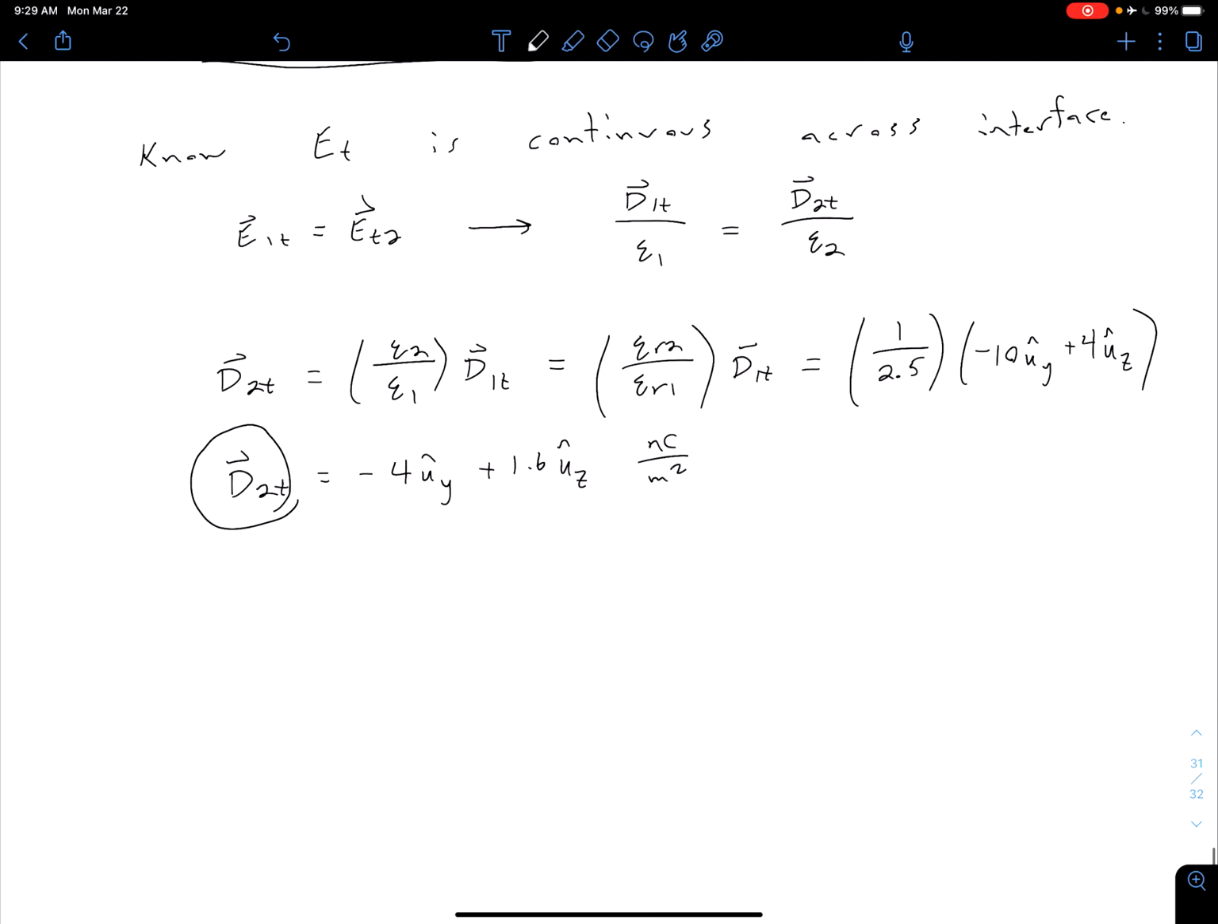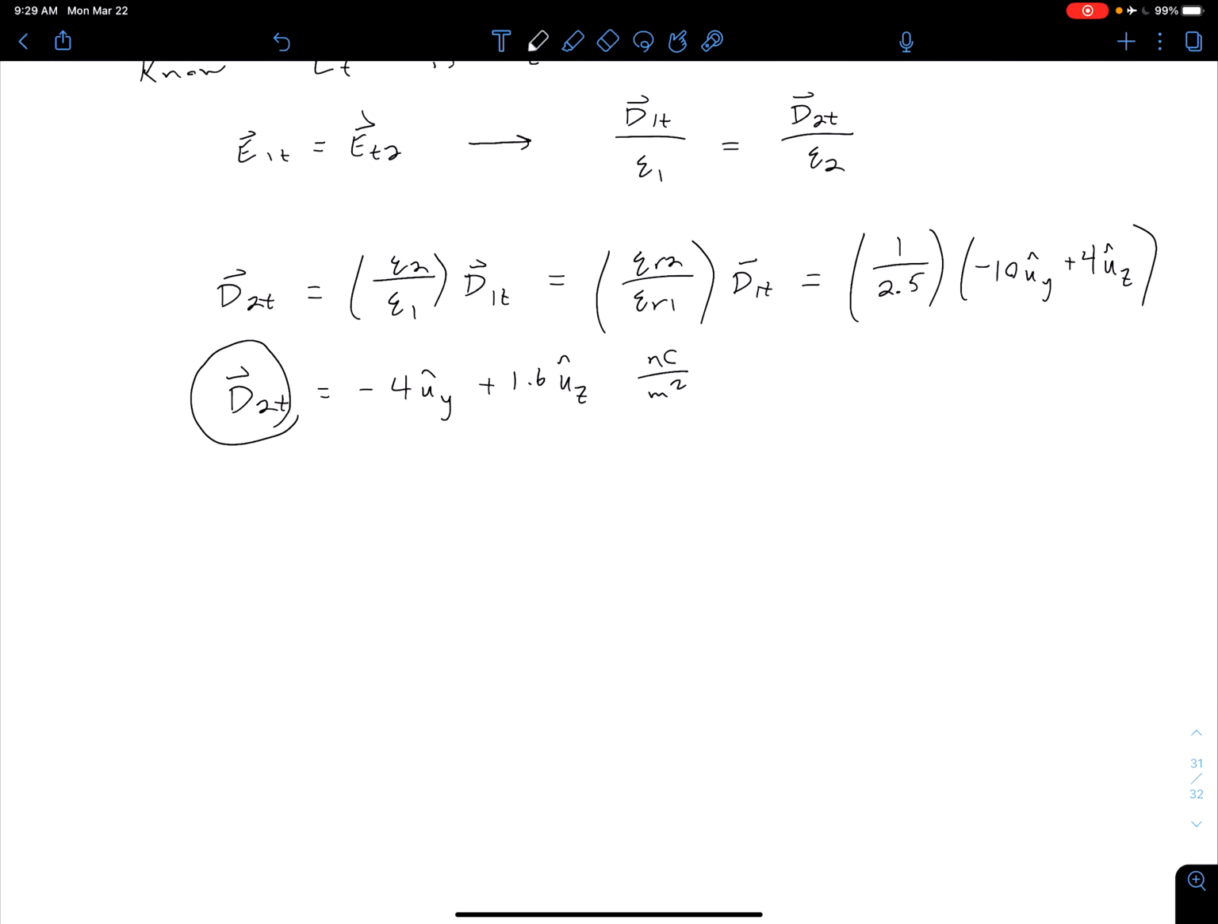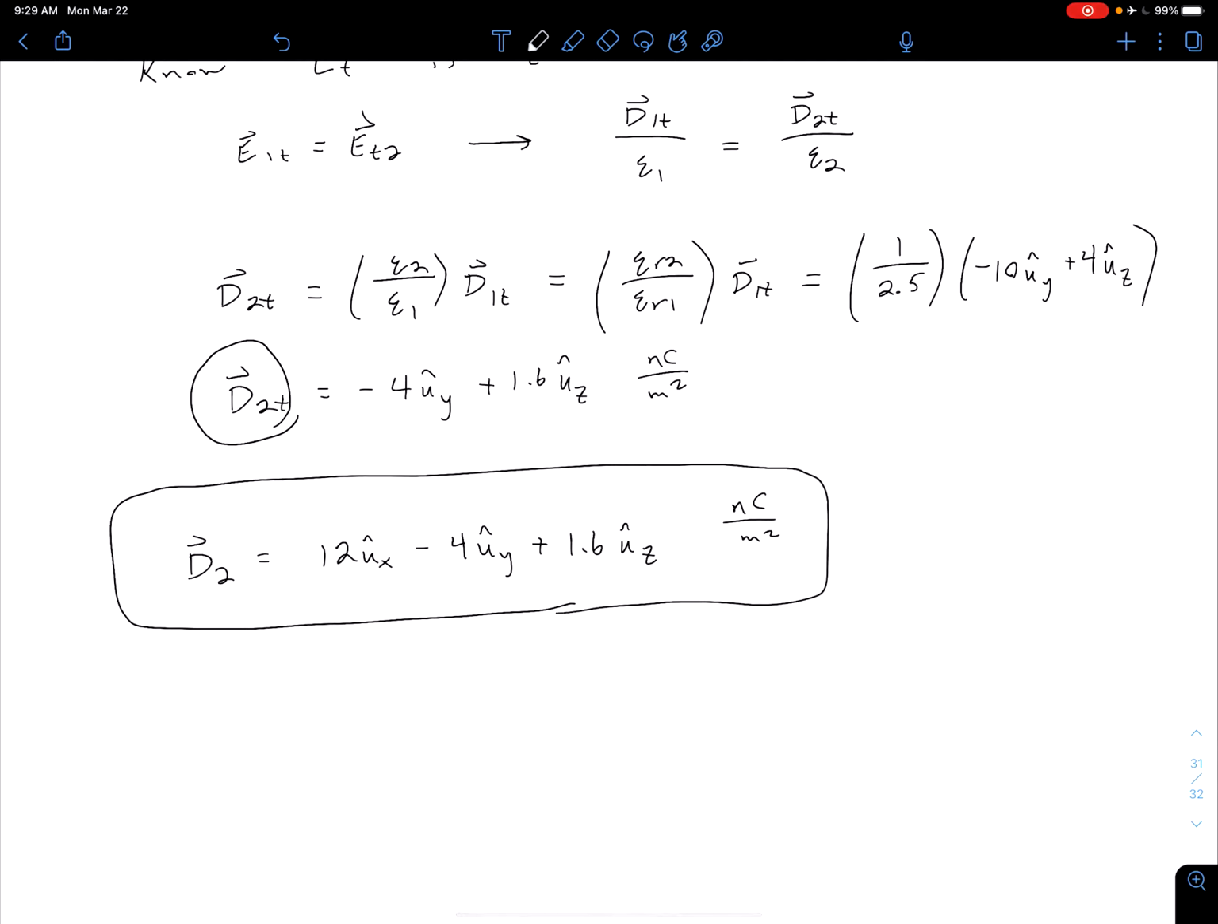So what we can say is we have our overall D2 is then equal to 12 in the x direction minus 4 in our y direction plus 1.6 in our z direction. And that's nanocoulombs per square meter. Okay, so there's the answer to the first thing we're looking for.